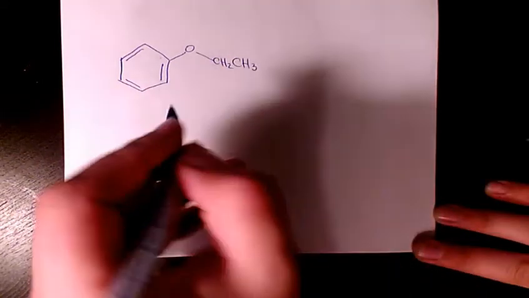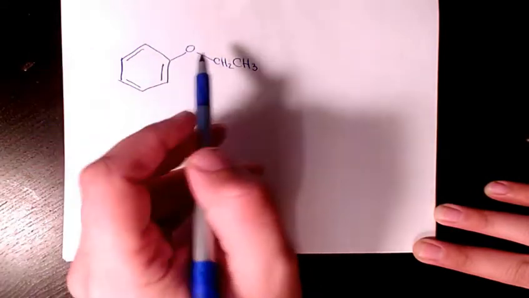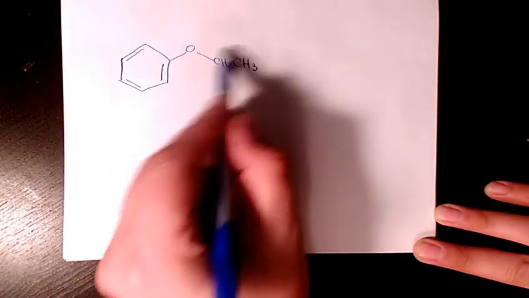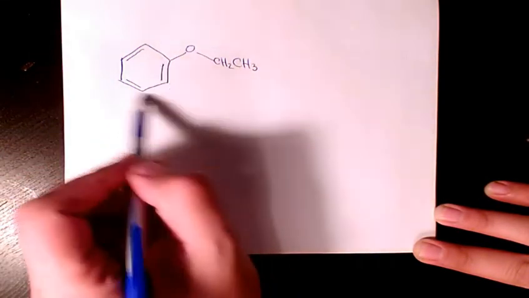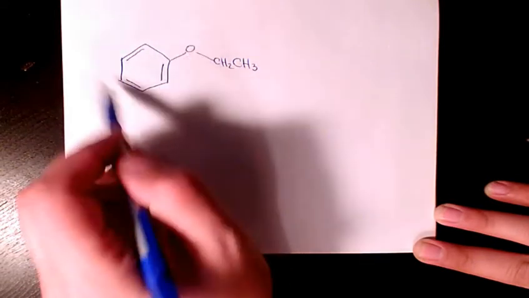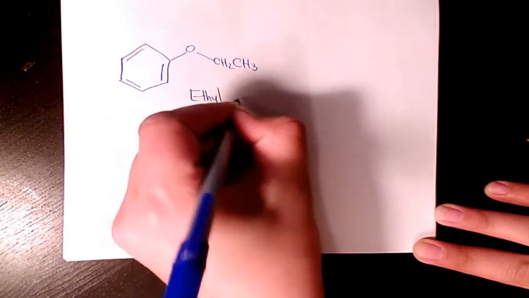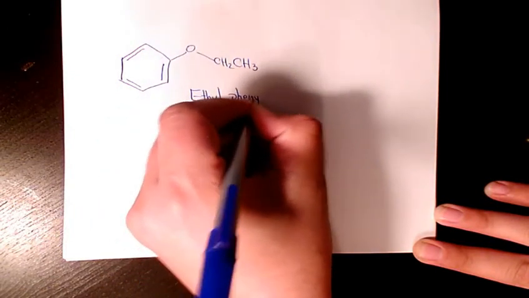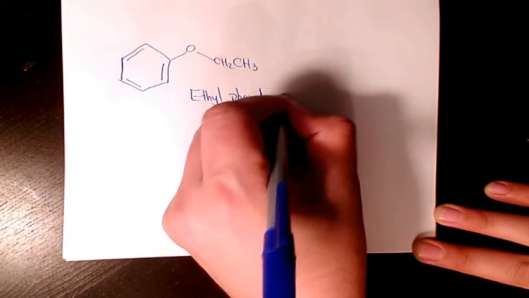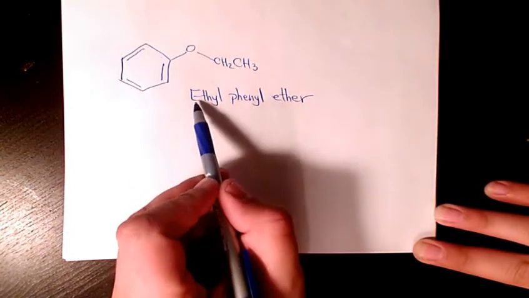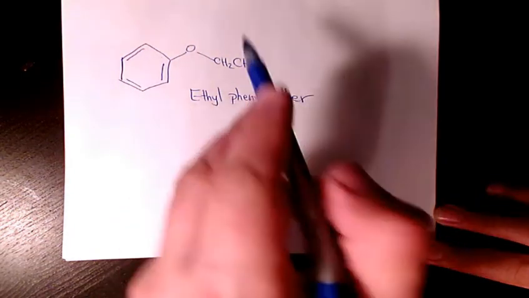So let's see how to name this. First thing we can do, here we have an ethyl group and here we have benzene, so it is a phenyl group, so we can call it ethyl phenyl ether, and E has to come before P, alphabetical order.